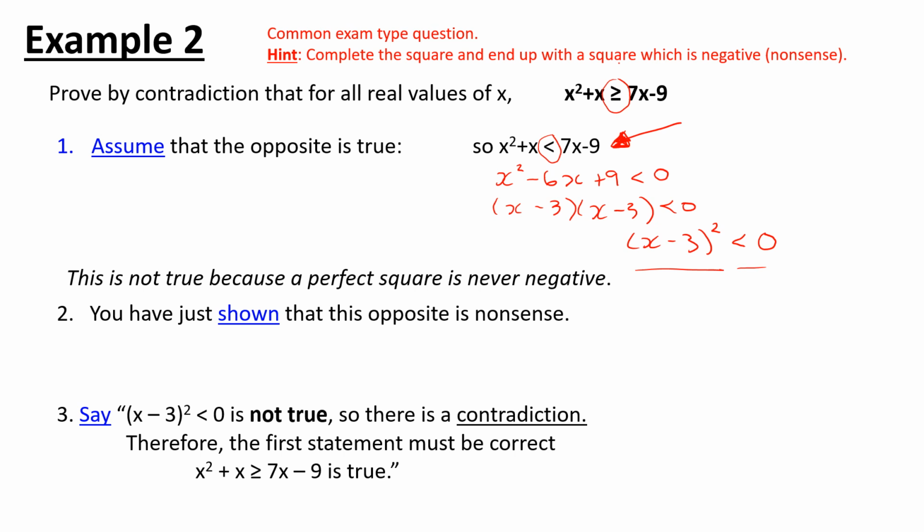So as I said, that's quite a common exam question, and it's quite a straightforward one. If you can remember the little trick, complete the square and end up with a square which is negative, and that's your contradiction.